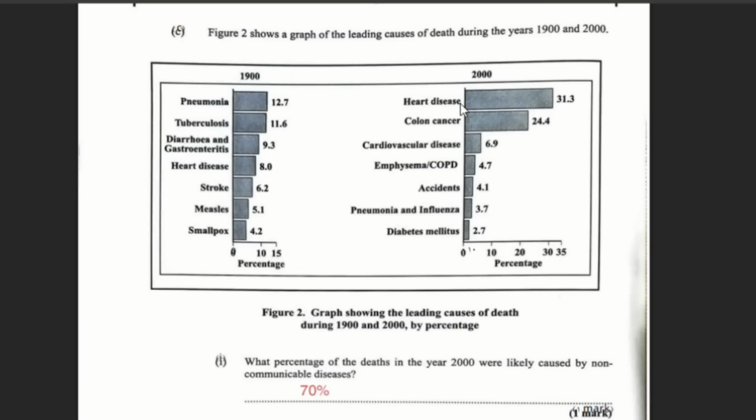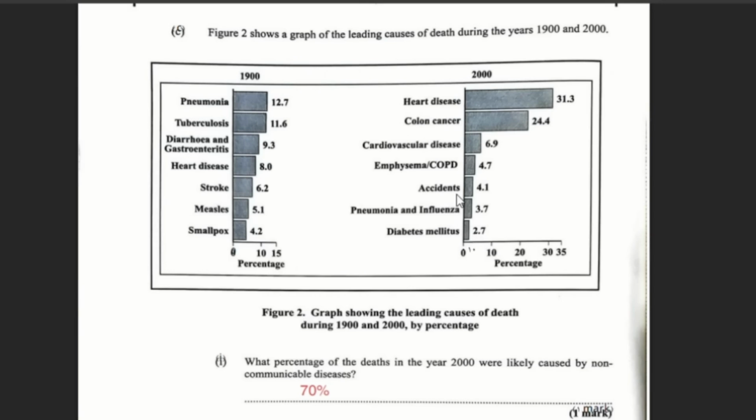So that's non-communicable. Colon cancer, that's also non-communicable. Cardiovascular disease, I cannot just touch somebody and they get it. That's also non-communicable. COPD, that's also non-communicable. And then pneumonia and influenza, this right here, this is communicable. So for example, if somebody has the flu and you go around them or you touch the same things as them, then you're likely to get the flu. And pneumonia can also be contagious. Then diabetes mellitus is non-communicable. So non-communicable, non-communicable, non-communicable, non-communicable, communicable, and then non-communicable again.